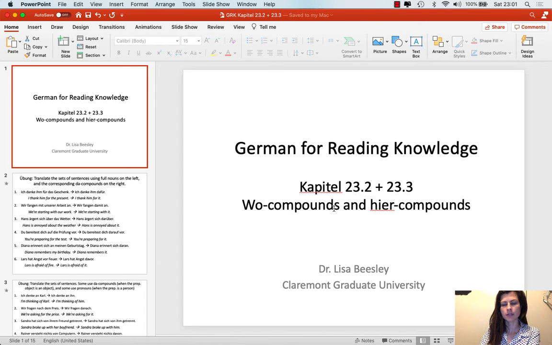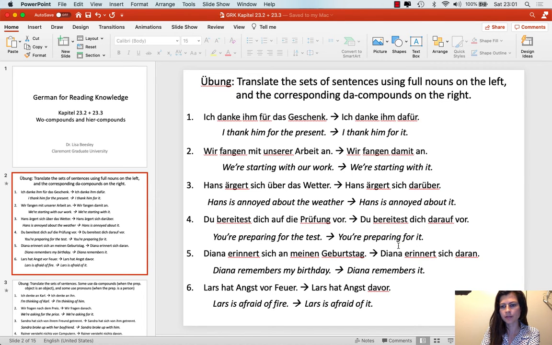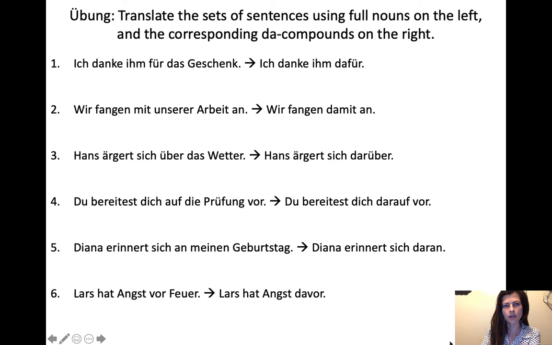Let's continue on with Kapitel 23. So we have wo compounds and hier compounds, which are continuations of the da compounds. They work in a very similar way. So we have our da compounds, which we will review from the end of the last unit, and then we'll get into the wo compounds, which go along with them.